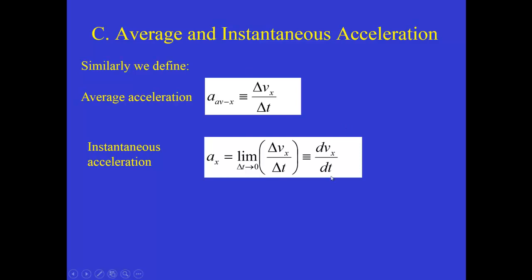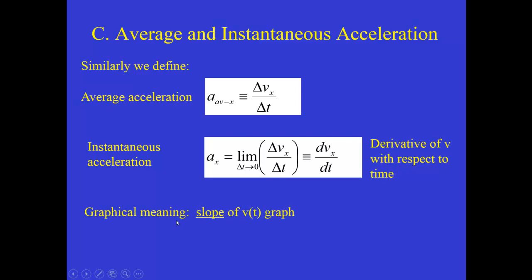Notationally we write this down using that same kind of notation, except now instead of dx over dt we write dvx over dt, and we would call this the derivative of vx with respect to time. Graphically, once again, this instantaneous acceleration is the slope of the velocity versus time graph.